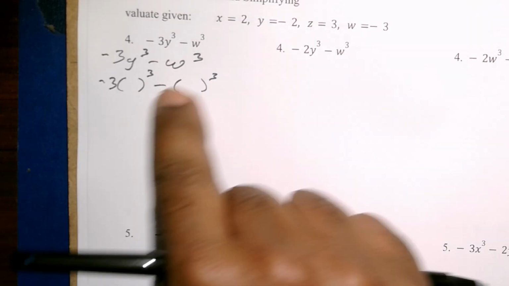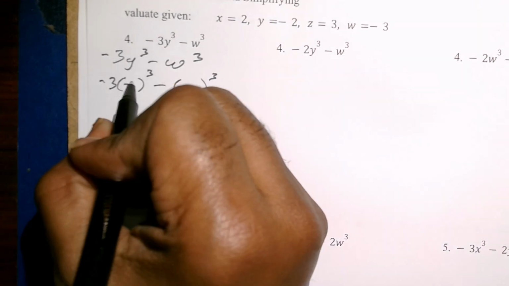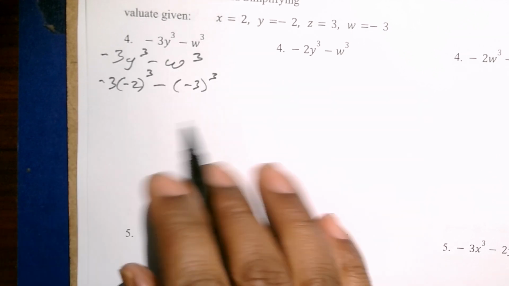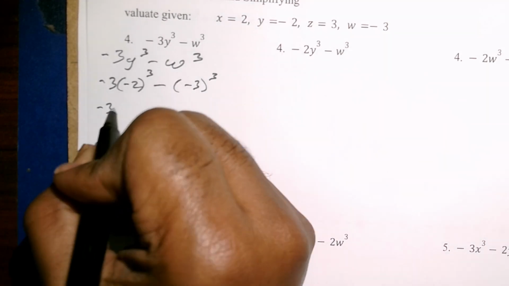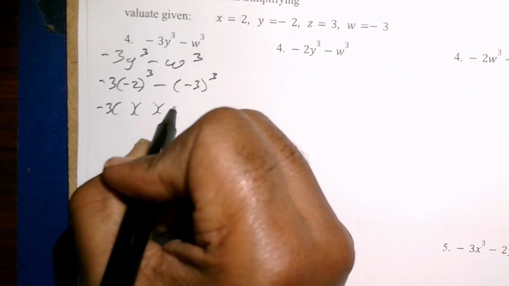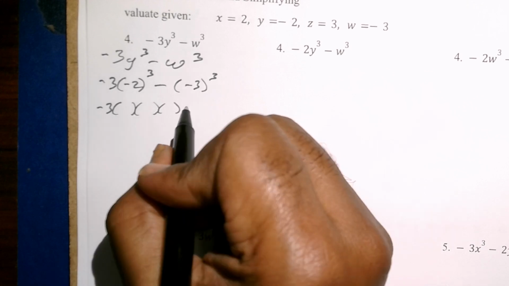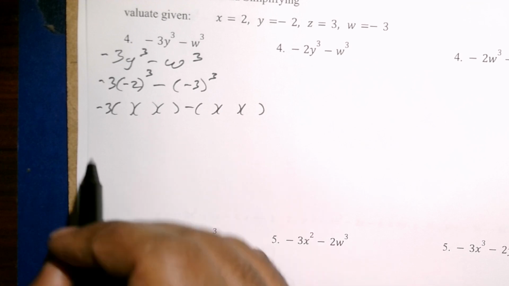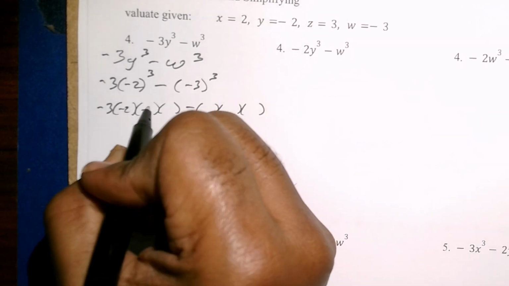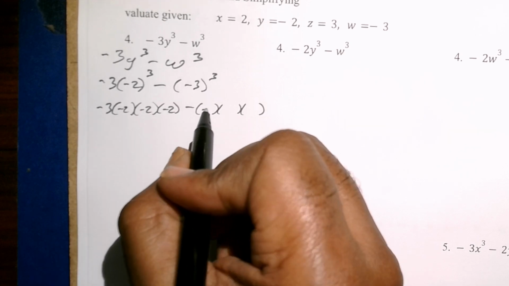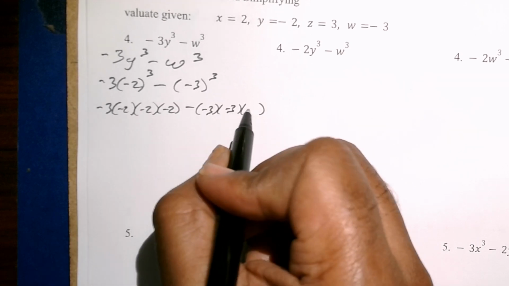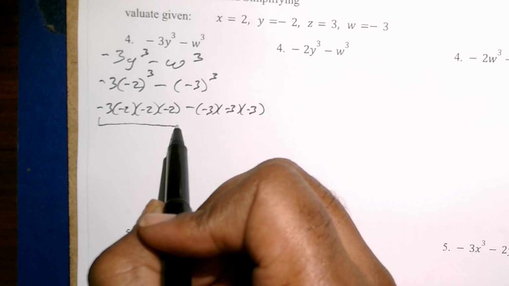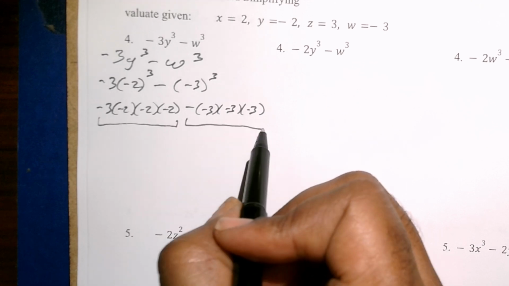And for this y, again, that's negative 2. And for the w, we'll make that negative 3. Now we're going to do expansion here. So we have negative 3, and we're going to have 3 of the negative 2's here, and then we're going to have 3 of the negative 3's. So negative 2 here, negative 2 here, negative 2 here, negative 3 there, negative 3 there, negative 3 there. All this will be multiplied, and then all of that will be multiplied.